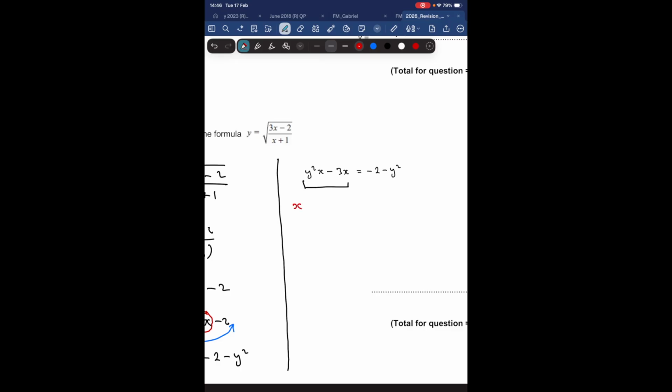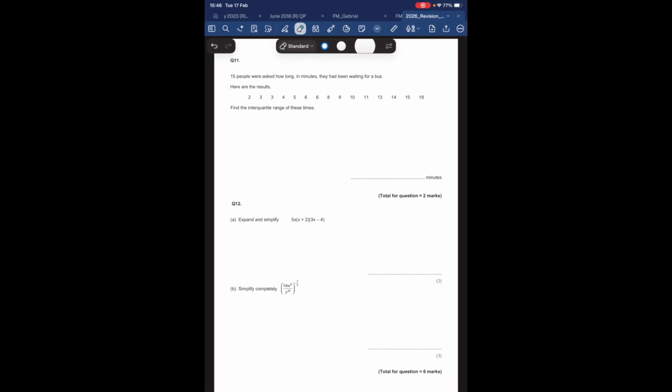We're going to pull the x outside the bracket, and inside the bracket we're going to have y squared minus 3 left behind equals minus 2 minus y squared. The final step is then to bring this whole bracket y squared minus 3, which is basically being multiplied by that x, over to the right-hand side. So what we're going to be left with is the x on the left, equals minus 2 minus y squared all over y squared minus 3. And that is our rearranged equation with x as the subject.